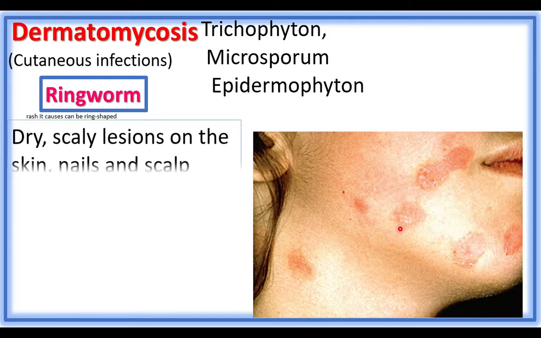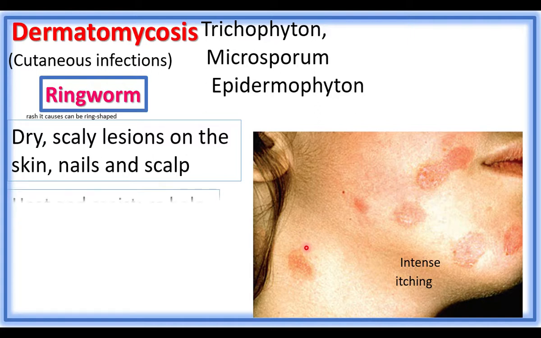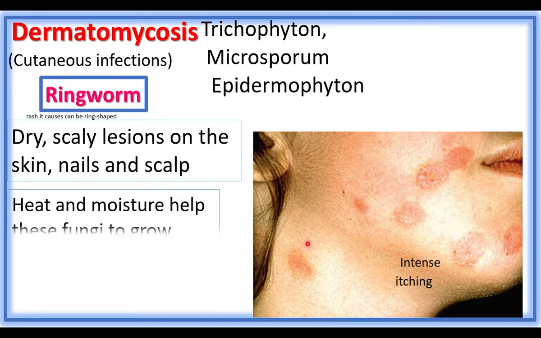Scaly, dry lesions. The affected areas are dry and scaly. The areas have lesions. Lesions are unhealing sores. The affected areas are skin, nails and scalp. Scalp is the base of the hair. And the affected areas develop intense itching. The heat and moisture support the growth of the fungi.